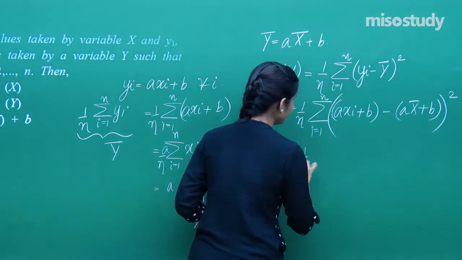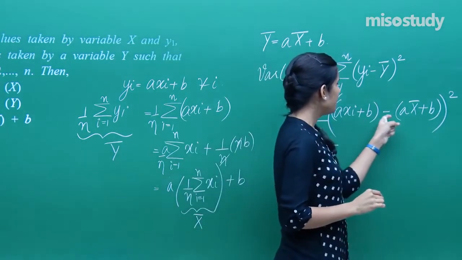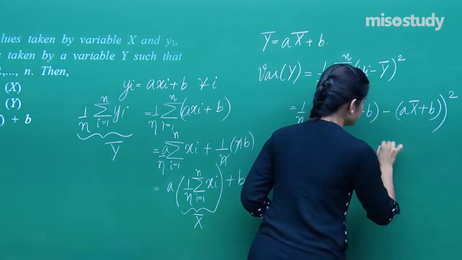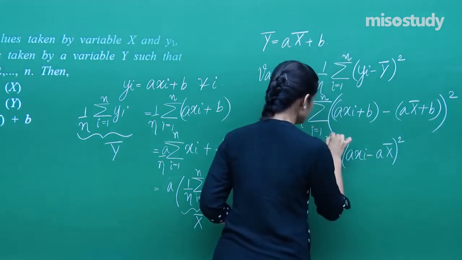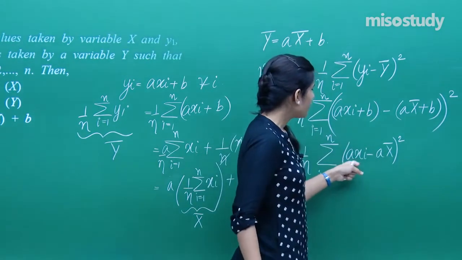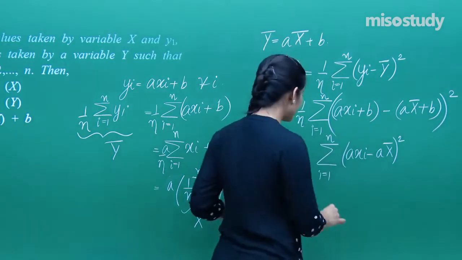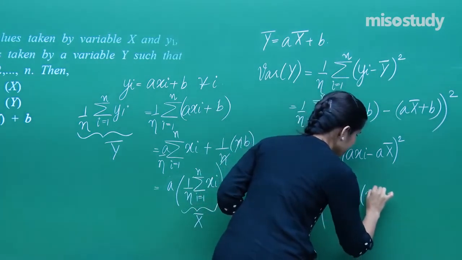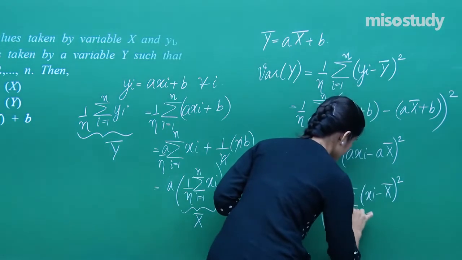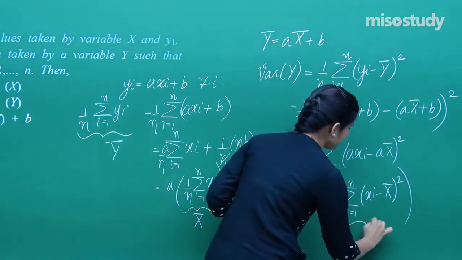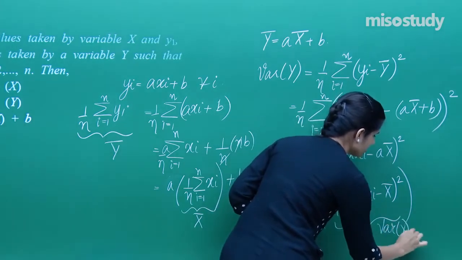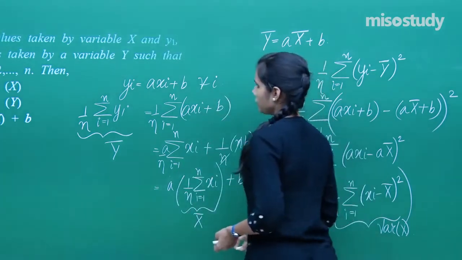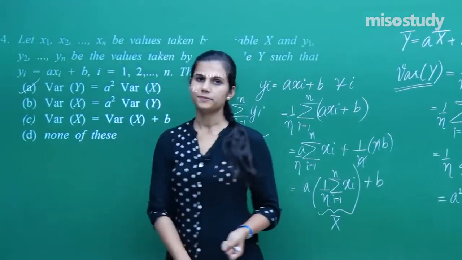This gives you 1 by n, a xi plus b minus a x bar minus b, plus b minus b cancels. This is what you have. A comes out common from the summation by becoming a square. You are left with this. And this is nothing but variance of the random variable x. So you are getting variance of y is a square times variance of x, which is the first option.